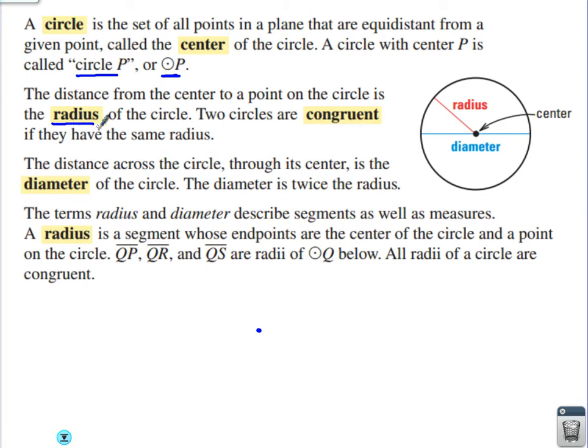You already know that. All the way across the circle, the diameter. Please know the difference between a radius and diameter. The terms radius and diameter describe segments as well as measures. A radius is not only a segment, but it's also the distance from the center to the outside. That's what we mean by radius. I could say the word radius for both the distance or the actual line segment.